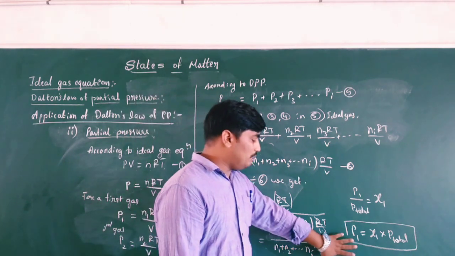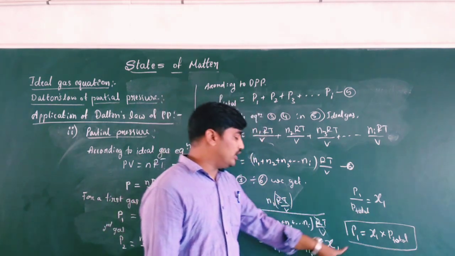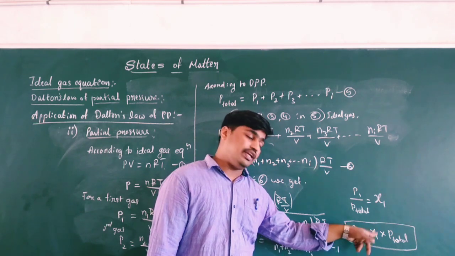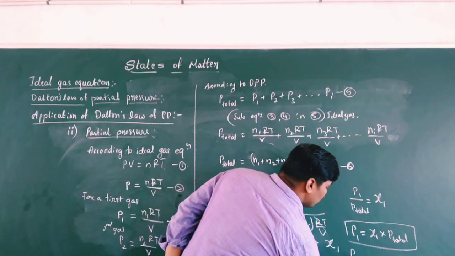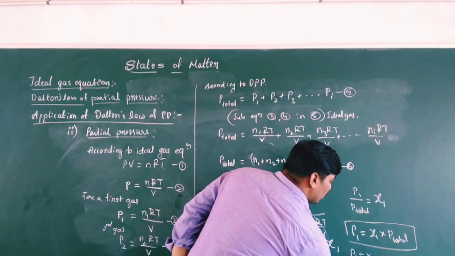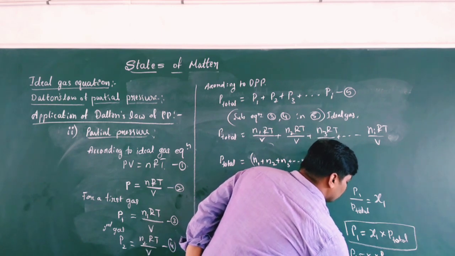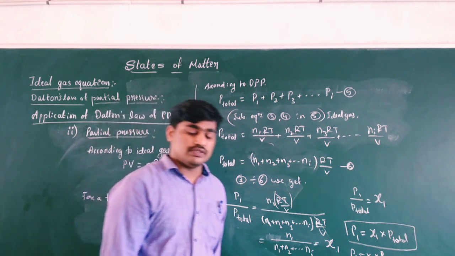Suppose for the second gas, P2 is equal to chi2 into P total, P3 is equal to chi3 into P total, like that. For the ith gas, Pi is equal to chi i into P total. Okay, so this is the last equation. So these are the applications of Dalton's law.